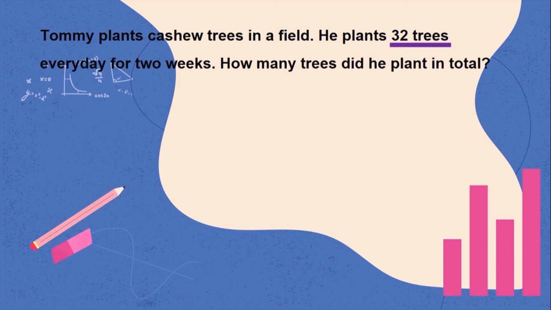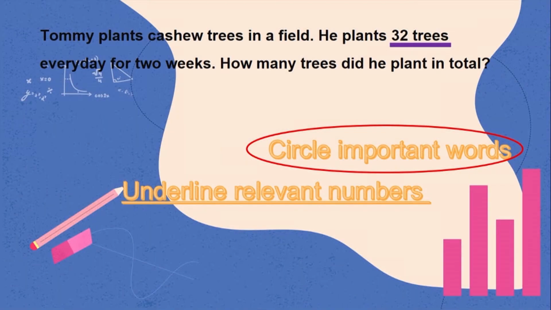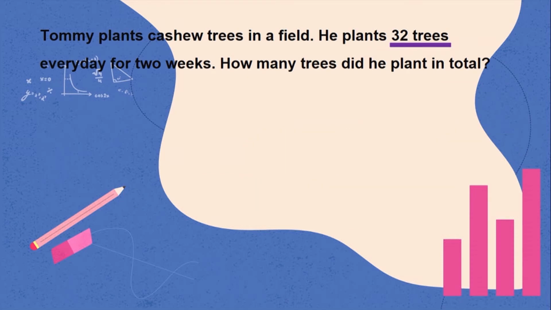Now, what do we do every time we see a worded problem? We circle important words and we underline relevant numbers. Now, I helped you all. I underlined one of the relevant numbers already, 32 trees. What words should we circle? Every day for 2 weeks.